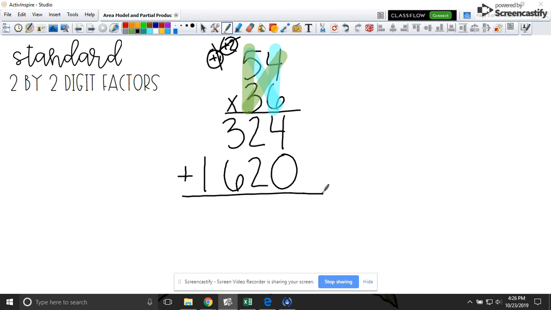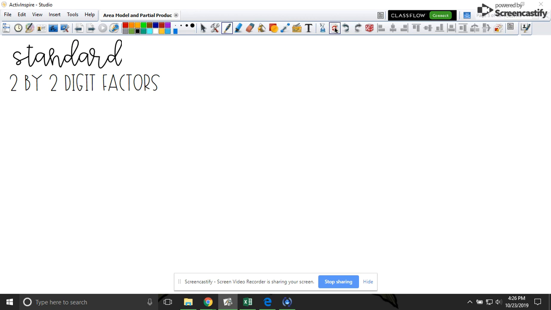And add it together. So 4 plus nothing is 4, 2 plus 2 is 4, 3 plus 6 is 9, and 1 plus nothing is 1. So 1,944. All right, and then we'll do one more with this strategy. Again, it's kind of intense, but you got it. All right, we're going to do 29 times 45.